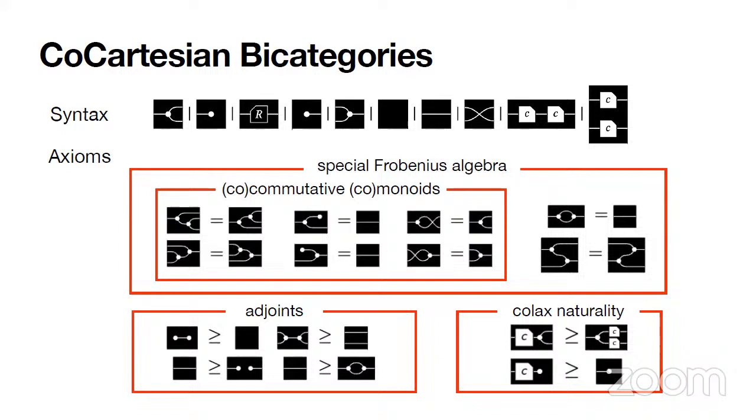You have copiers, co-copiers, discards, co-discards. You can compose in sequence and in parallel. And the axioms are pretty similar. You have again a special Frobenius algebra, but the adjointness conditions and the naturality ones are reversed. So in this case, the monoid is left adjoint to the comonoid, and the comonoid structure is lax now instead of oplax now.